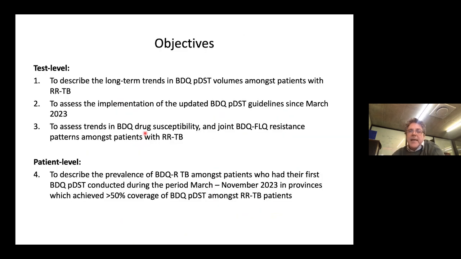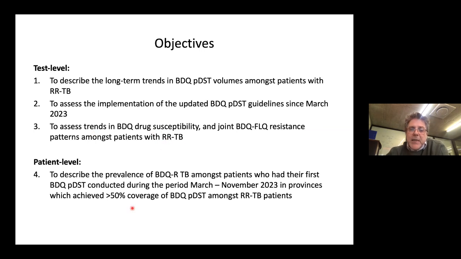So the objectives of today's presentation, of today's analysis, are at a test level rather than at a patient level. The first three objectives, looking at test level data: first, to describe the long-term trends of bedaquiline PDST volumes amongst patients with RRTB. Secondly, to assess the implementation of the updated bedaquiline PDST guidelines. In March 2023, we provided guidelines which said that all patients with rifampicin-resistant TB should have a bedaquiline PDST conducted. So that objective is to look at the implementation of that. The third objective is to assess the trends in bedaquiline drug susceptibility and the joint bedaquiline fluoroquinolone resistance patterns amongst patients with RRTB at a test level.